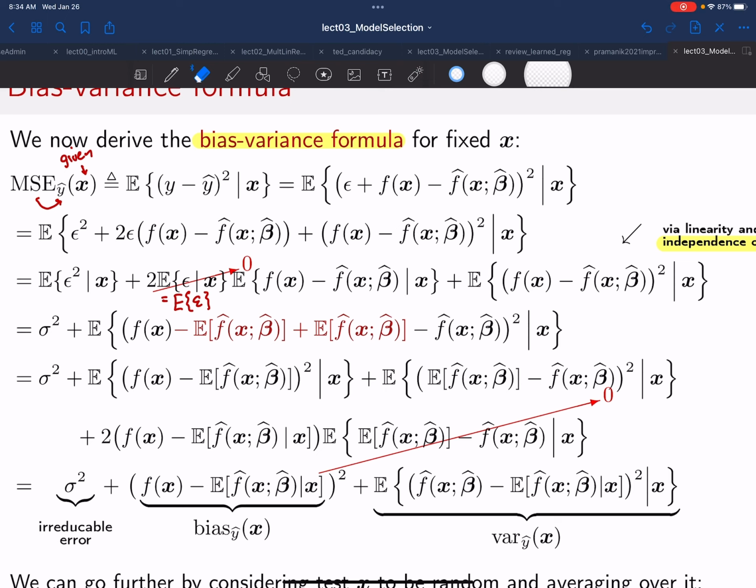So the first term squared. What can we say about this? f of x is deterministic in the sense that I'm conditioning on x, so I'm not thinking of x as random. So this is deterministic. This, as an expectation, is also deterministic. As a result, this whole thing is deterministic, which means that this expectation does nothing. So I can remove the expectation. I'm taking the expectation of a deterministic quantity, which is just that quantity. So we can do that. Is everybody with me there?